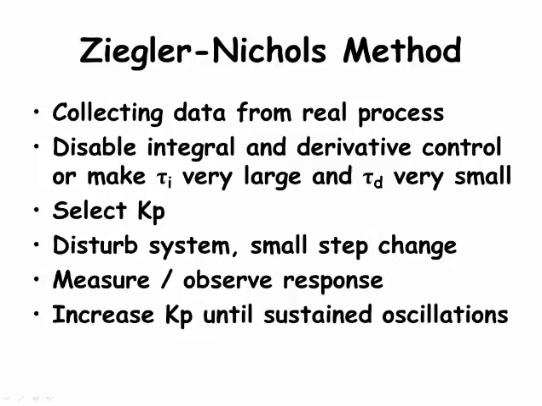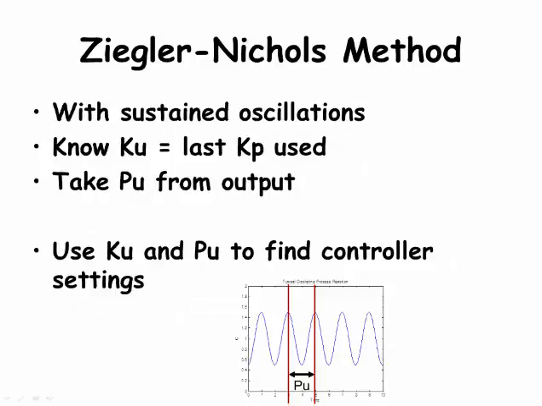Repeat the setting of Kp, disturbing the system and observing the response until the process output is a sustained oscillation. You do not want oscillations that continue to get larger or blow up. You want sustained oscillations. Once you get the system to produce sustained oscillations, you know Ku. Ku is the last Kp value used. Then you look at the process response and determine the ultimate period of the sustained oscillations in the process output. Once you know Ku and Pu, you can find the controller settings.